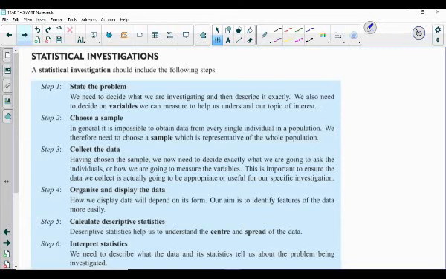We are going to look at statistical investigations. Some would call them statistical experiments. That was the terminology I used when I taught AP. This is the process that we're going to go through. In this video, we'll look at the first 3 steps, in particular, choosing the sample and collecting the data.